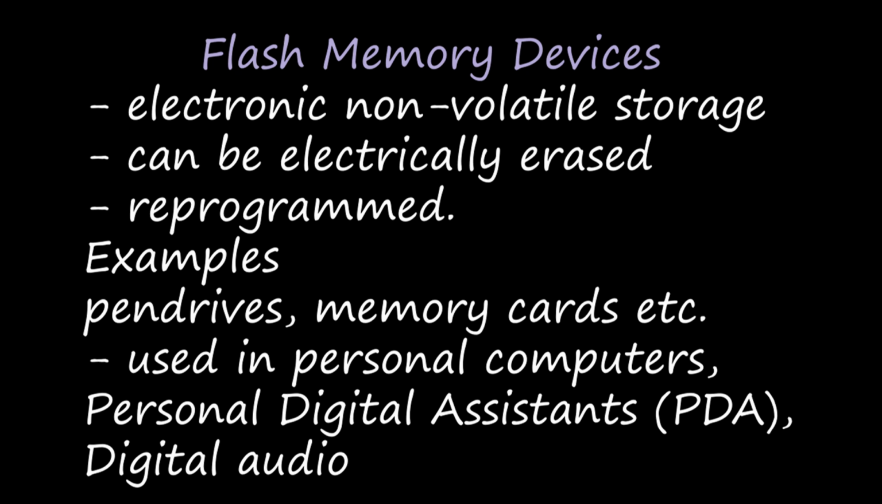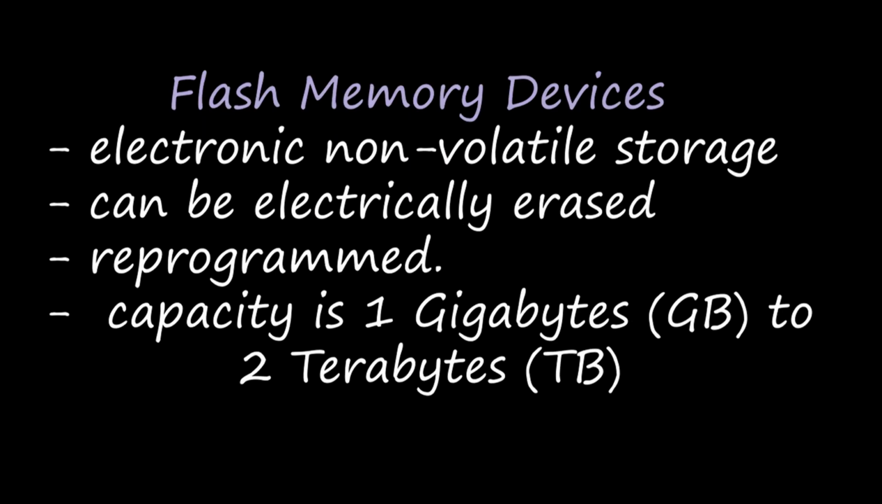Flash memory offers a fast access time. We have all used pen drives. The time taken to read or write a character in a memory is called the access time. This access time is fast when it comes to flash memory. The capacity of flash memory varies from 1 GB to 2 TB.